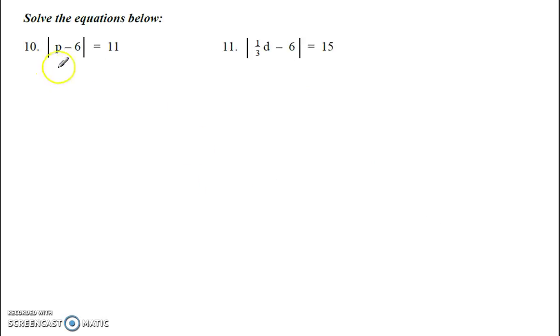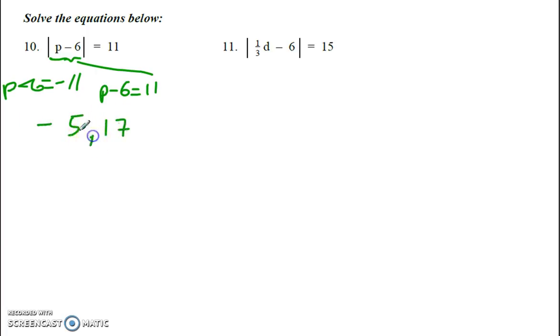Remember, when you're evaluating, there need to be two cases. Either this in here is -11, or that is +11. So set up the two cases. P minus 6 is equal to -11, or P minus 6 is equal to +11. There should be two solutions. In this case, those are -5 and 17.